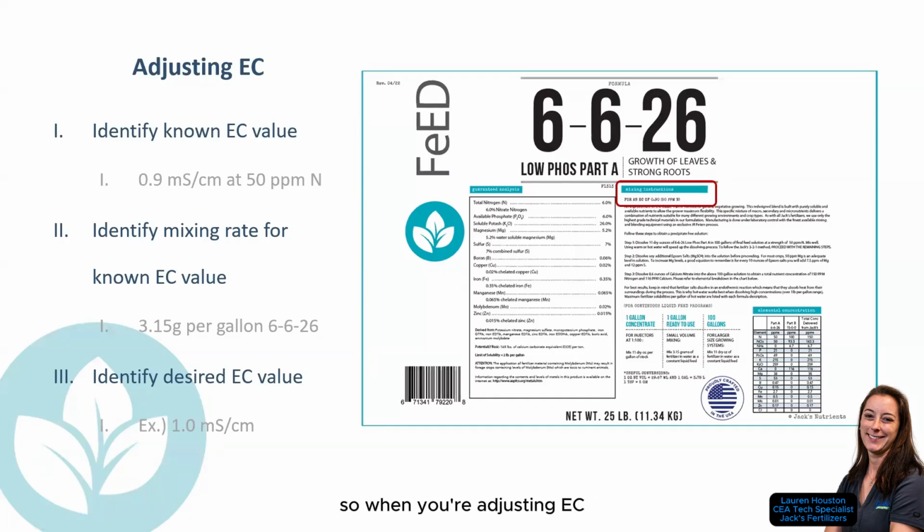So when you're adjusting EC and you want to know how much to mix to get a different EC than what's listed on the label, the three things that you need to know are the known EC value, which we list on our label. You also need to identify what the mixing rate for that known EC value is. And then you need to decide what your target EC is going to be. So for example, on our label, we know that mixing at 50 parts per million nitrogen gives you an EC of about 0.9. For the mixing rate, we also know that it takes 3.15 grams per gallon of water to get that parts per million nitrogen.